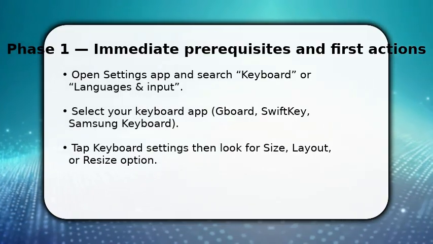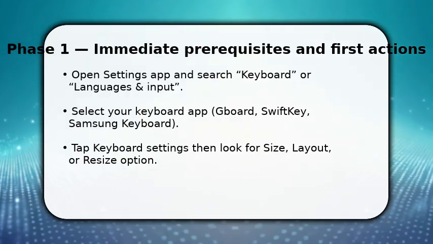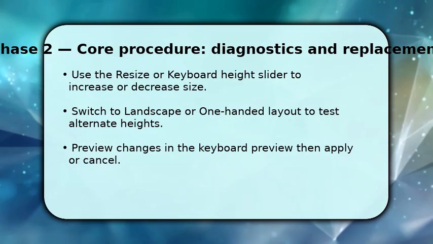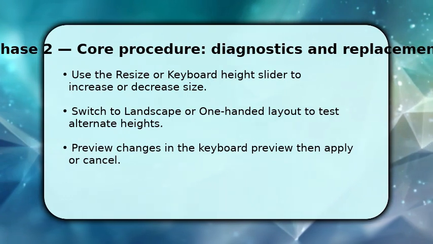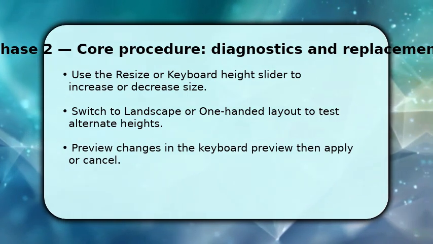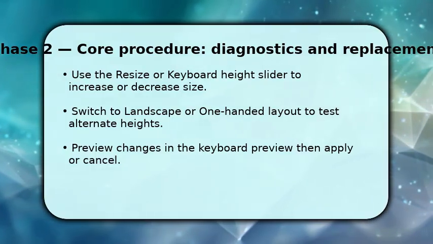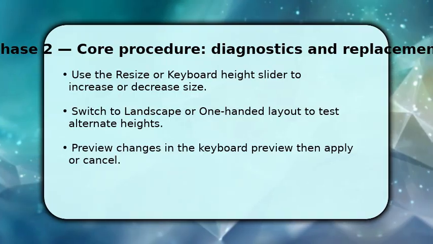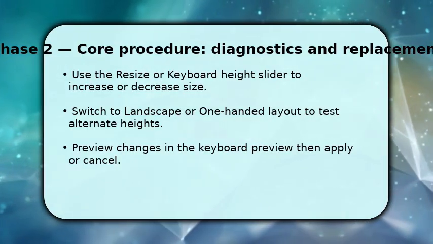Now tap the option labeled Size, Layout, or Resize to begin resizing. Once you're in resize or keyboard height, drag the slider gradually so you can feel how it affects reach and visibility. You'll want a balance. Taller keys reduce typos, while shorter keys give more screen space. Try the one-handed or landscape layout options to see how height behaves in different orientations.